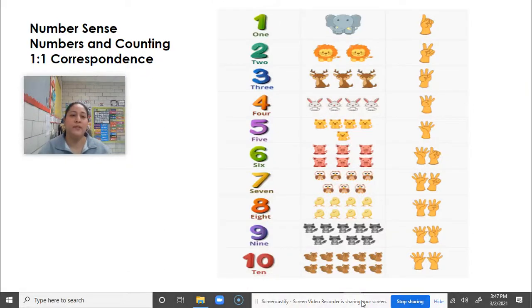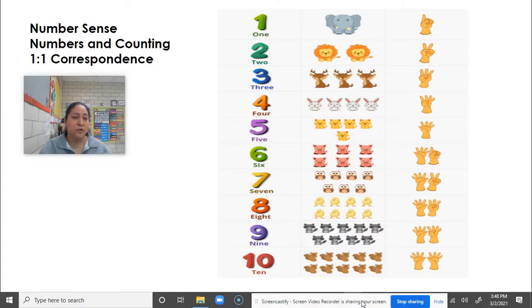Boys and girls, I am Miss Moran, and welcome back to your math lesson. All of this week, remember, we're going to be reviewing our numbers. So we're going to be reviewing identifying the numbers 1 through 10, but also counting objects from 1 to 10.